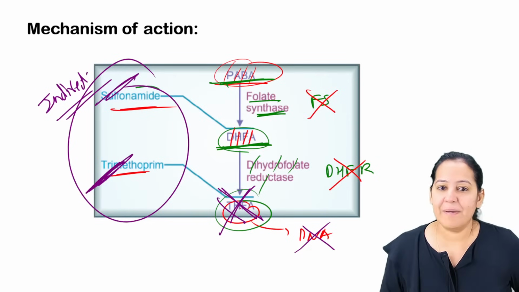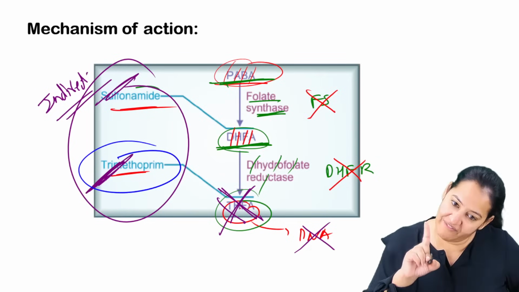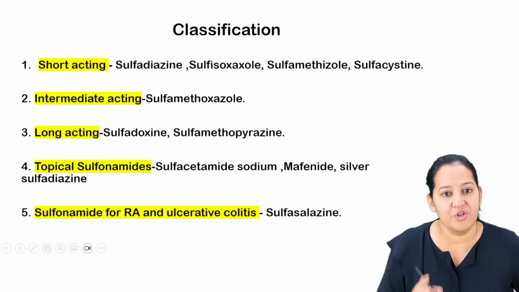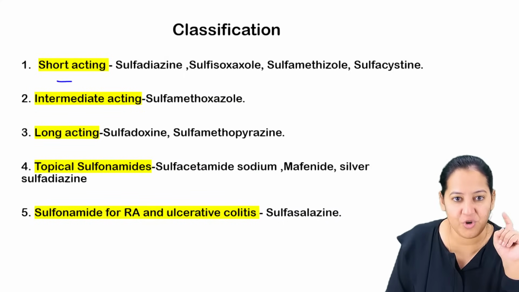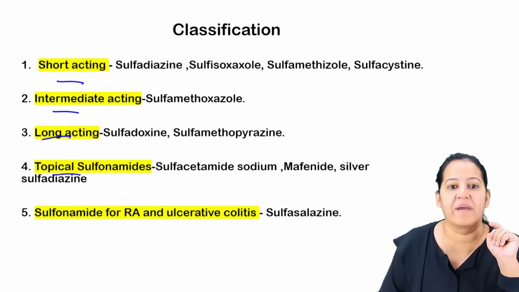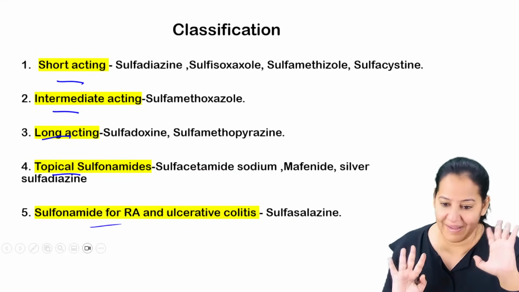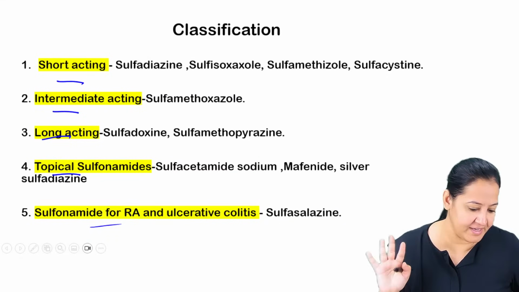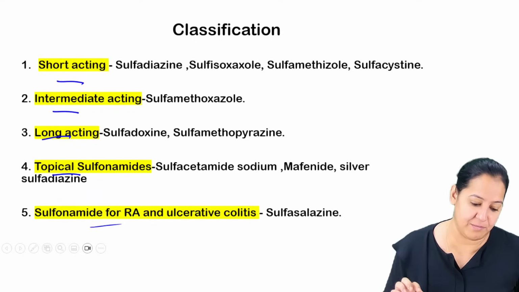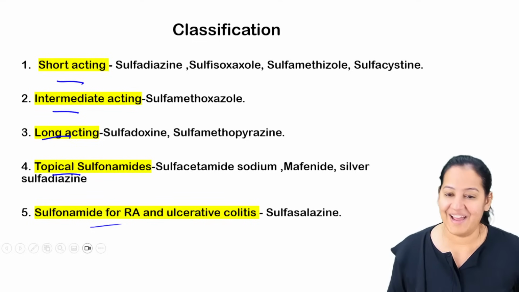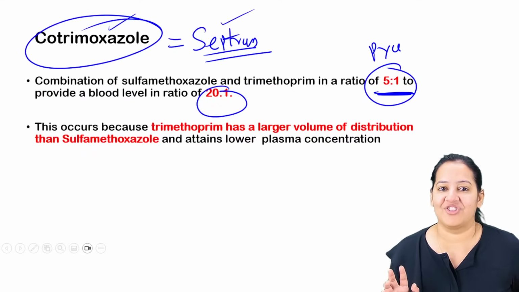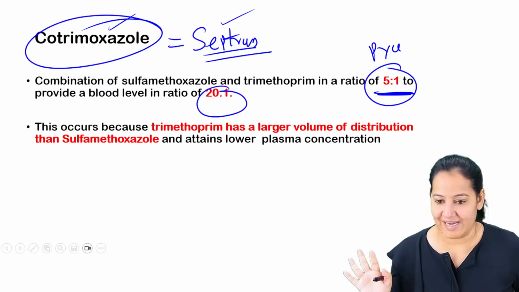Trimethoprim doesn't have any further classification. It is only one drug. But sulfonamides are of many types. You should know the classification of sulfonamide. They can be short acting, intermediate acting, long acting, topical. And this is the classification. Please read all classifications together. I'm not reading it, it will take time. Please read it by yourself. So please read the classification. Trimethoprim doesn't have any classification.